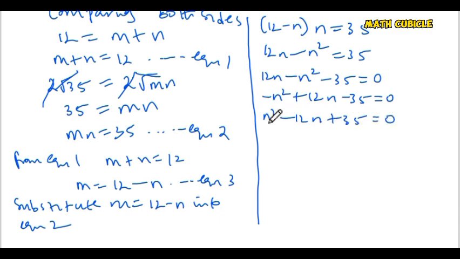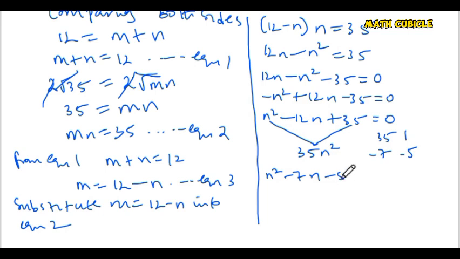So this is a quadratic expression. So we'll solve this quadratically. Now multiply this: n squared times 35 is 35n squared. So the factors of 35 are 35 and 1, 7 and 5. So here what we need is minus 7 and minus 5. Minus 7n minus 5n will give us minus 12n, and when you multiply, it gives you 35n squared. So we remove this and we plug in this. So it becomes n squared minus 7n minus 5n plus 35 is equal to 0.